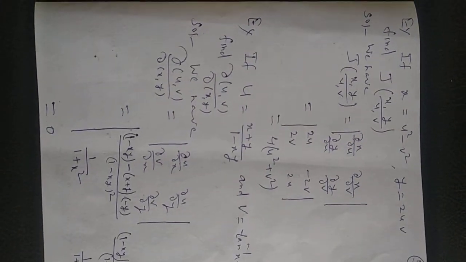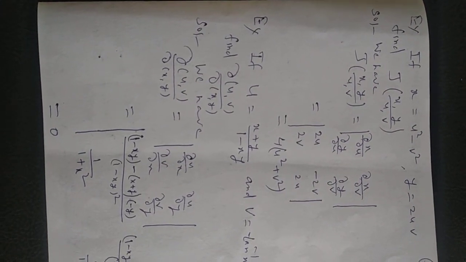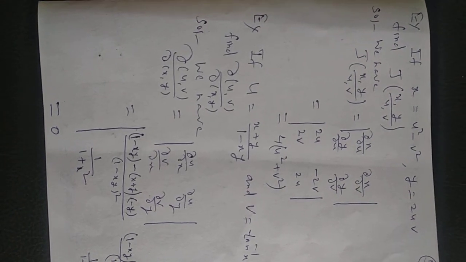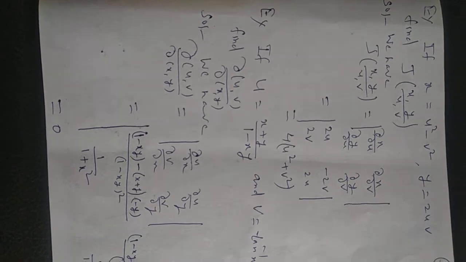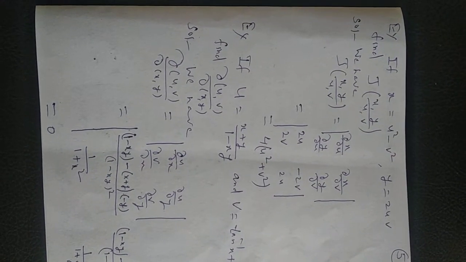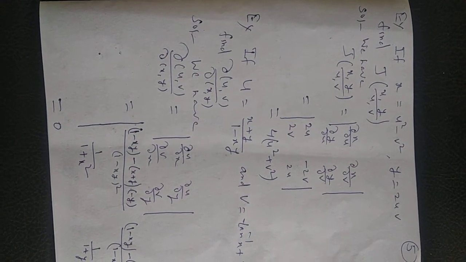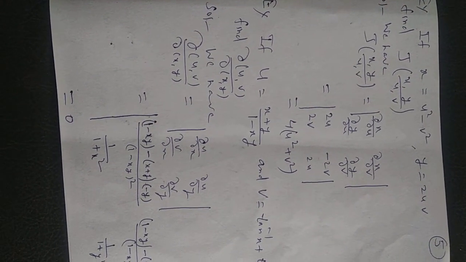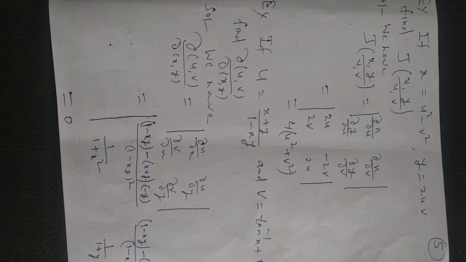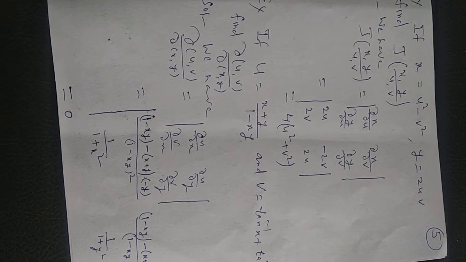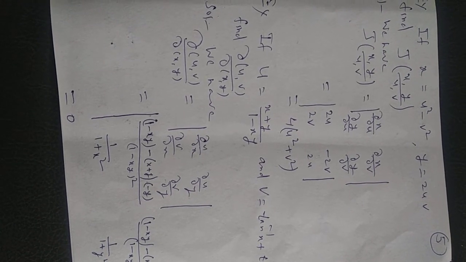Good morning, friends. In the last lecture, we have seen the new article, that is Jacobian. So we have defined the Jacobian. If u is a function of x, y and v is a function of x, y, then Jacobian of u, v with respect to x, y is nothing but the determinant u_x, u_y, v_x, v_y.